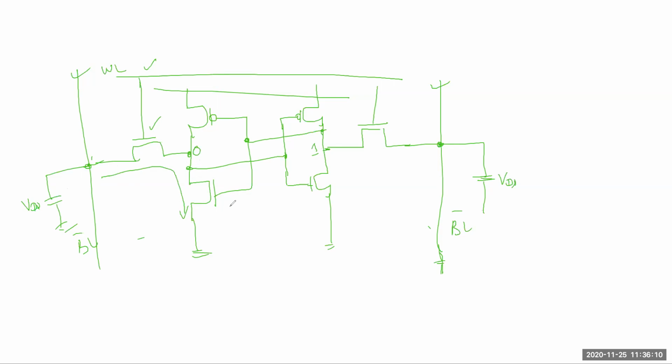When will this occur? Can anyone explain this? Again, I am giving the hint. This is on and this is on. This is off. This is off. Under which condition will this value change? We are reading, but instead of reading this, we will read some other value. Please think.